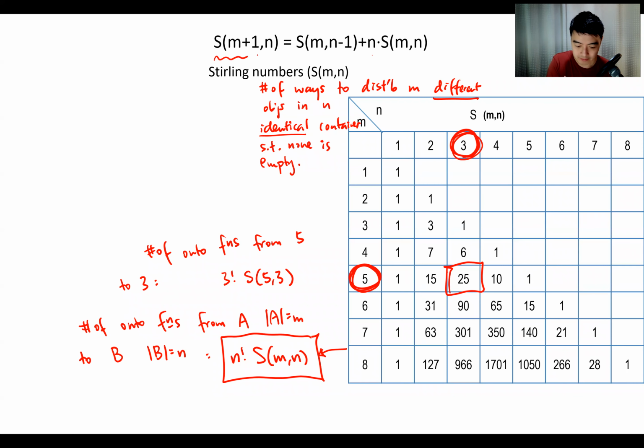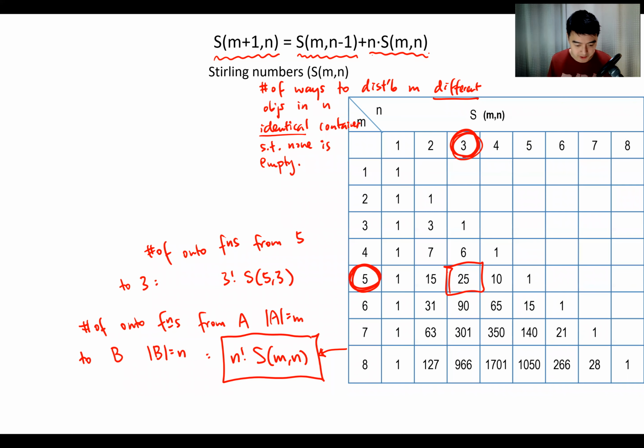That is that we have S of m plus 1, n equals S of m, n minus 1 plus n times S of m, n. So this is an equation. We're not going to prove it, but this will help us to determine what the next row of the Stirling numbers is. And before the break, we mentioned that this is very similar to Pascal's theorem, where we had the Pascal's triangle.